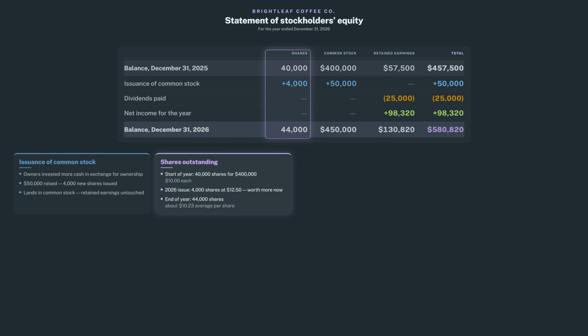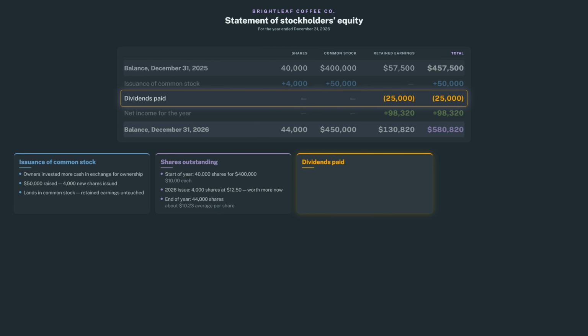Then the next line after shares issued for common stock clears up our question about what happened to our retained earnings during the year. You could see Brightleaf paid out $25,000 in dividends to its owners. Now again, I don't want to dive too deep into accounting topics, but dividends end up reducing retained earnings for a business for the simple reason that those earnings have been paid out and are no longer retained. So after a dividend has been declared, we end up recording that as a reduction to retained earnings.